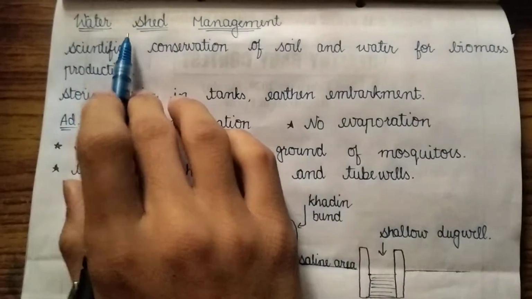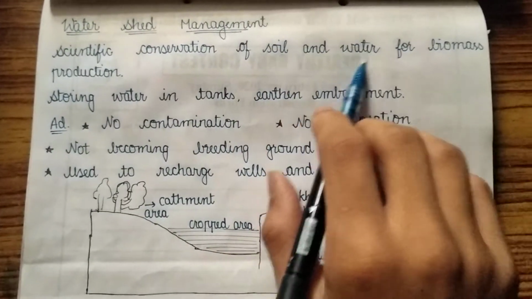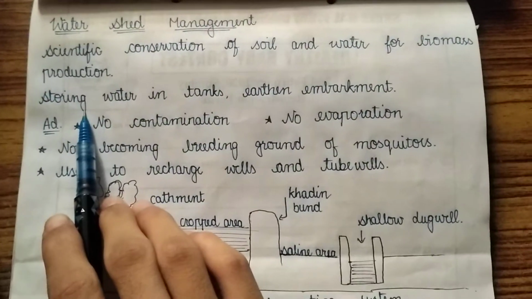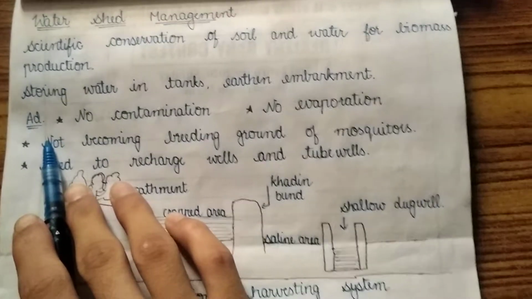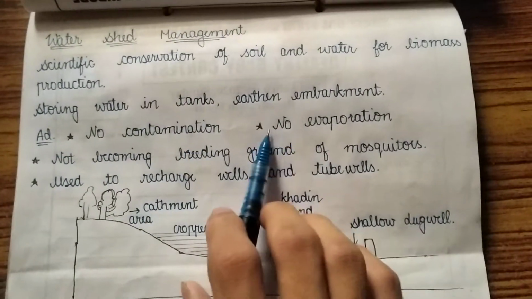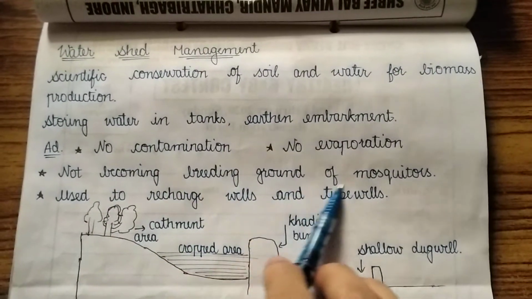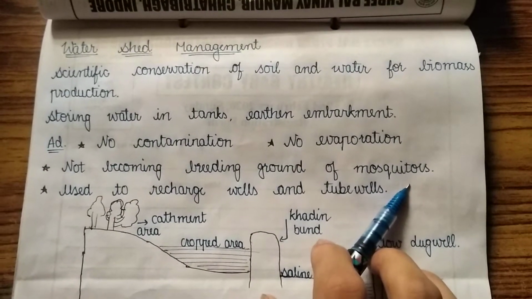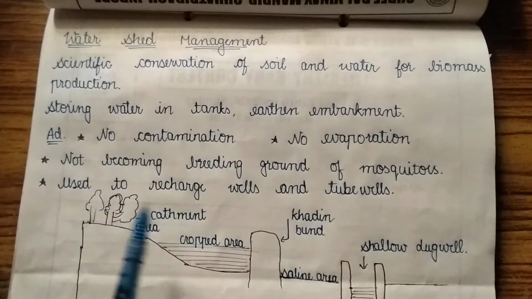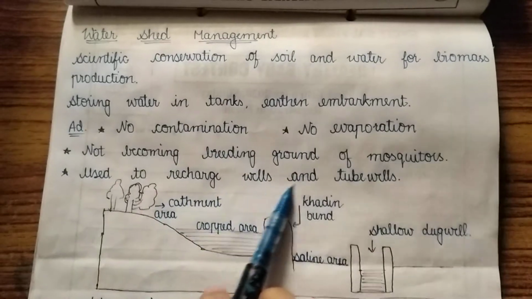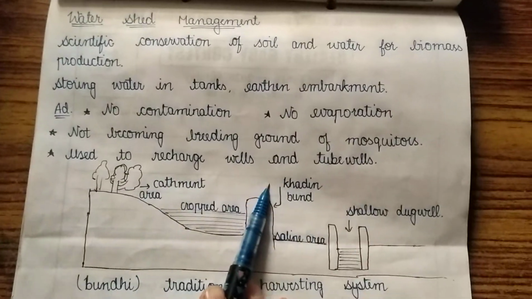This is our last topic of this chapter, that is watershed management. Watershed management means scientific conservation of soil and water for biomass production. Examples are storing water in tanks, earthen embankments, concrete tanks, etc. Now its advantages: no contamination, no evaporation, so water is not lost. It does not become a breeding ground for mosquitoes, since it is under the ground and therefore the mosquitoes cannot go there. And the last is that it is used to recharge wells and tube wells in the summer season when the water in wells and tube wells goes down.